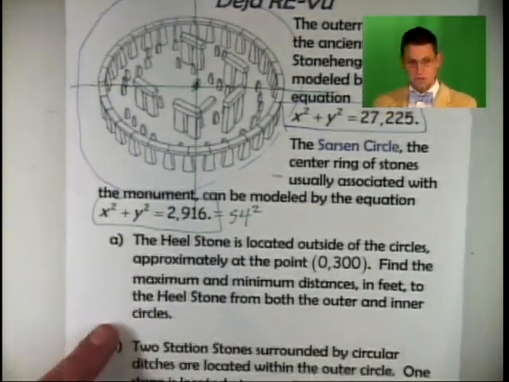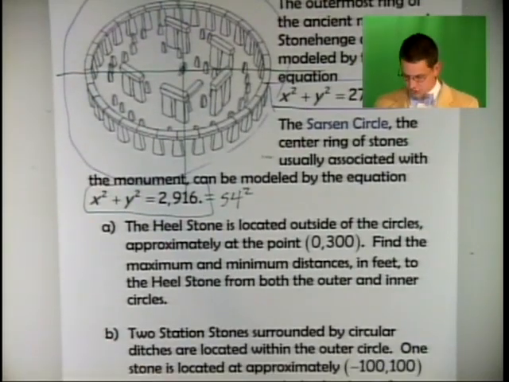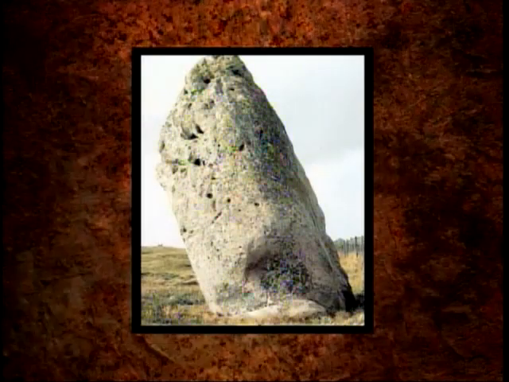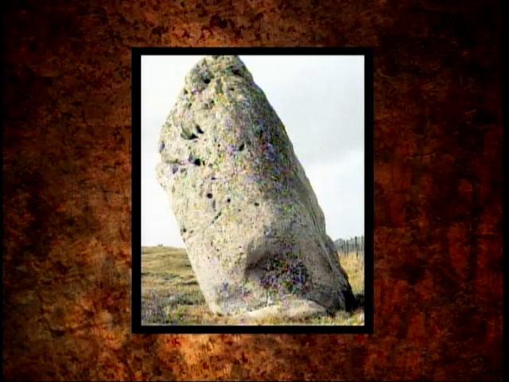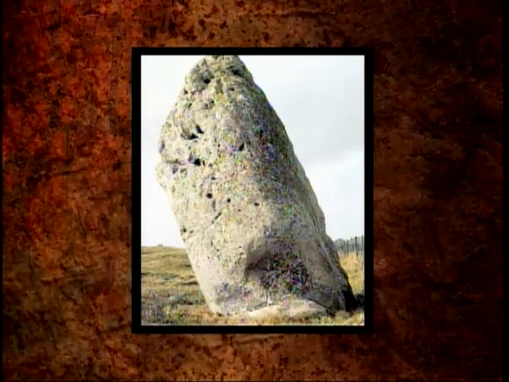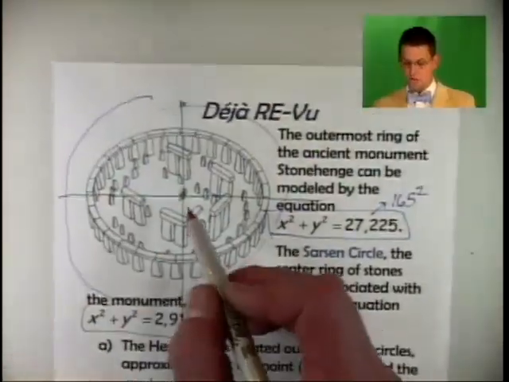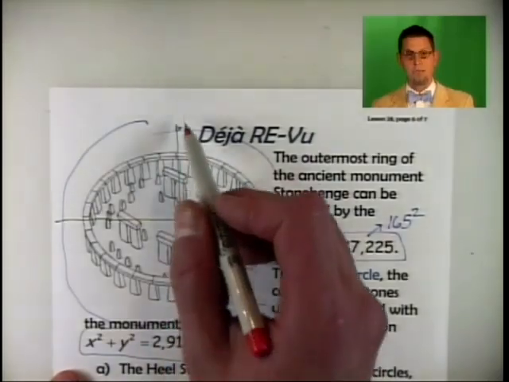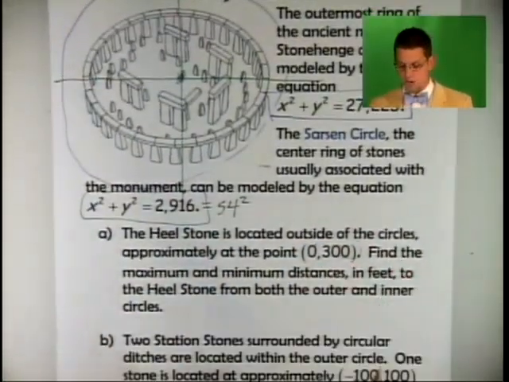We want to discuss something called the heel stone. The heel stone is another important stone that's been named over there, and it's located outside of the circles, even outside the larger circle. It's approximately at the point (0, 300), which means from here we go up 300 units, which is going to be off my page. But it's a single stone that just stands on the outside.